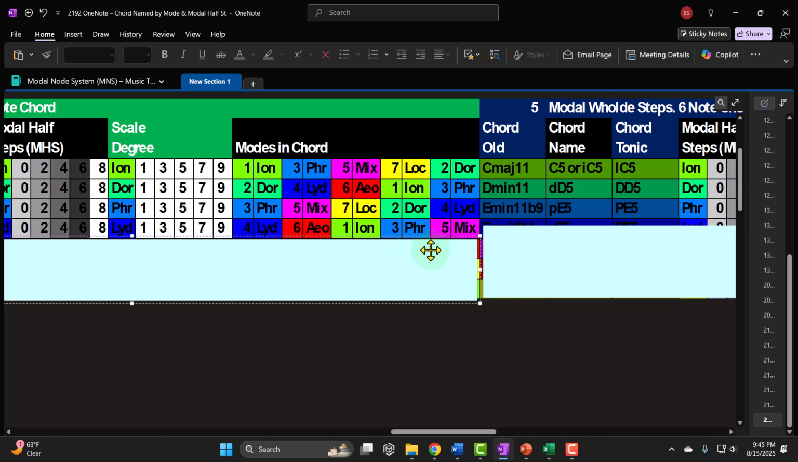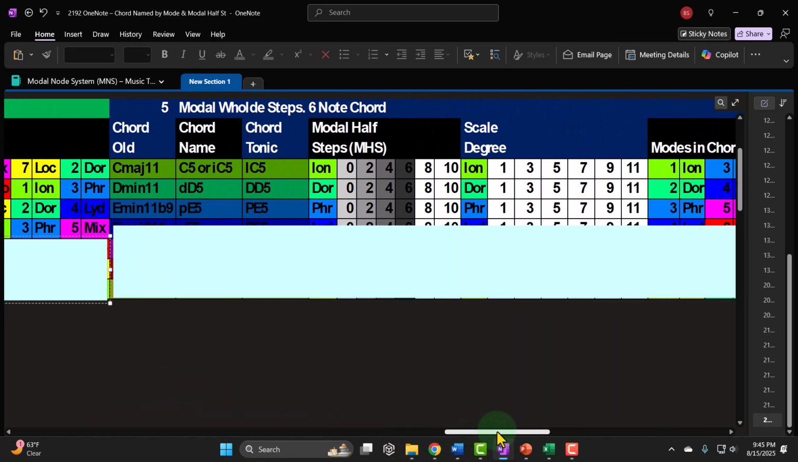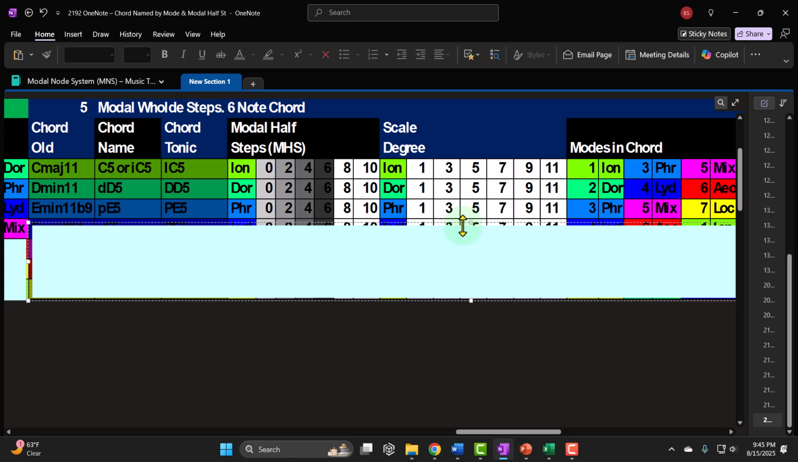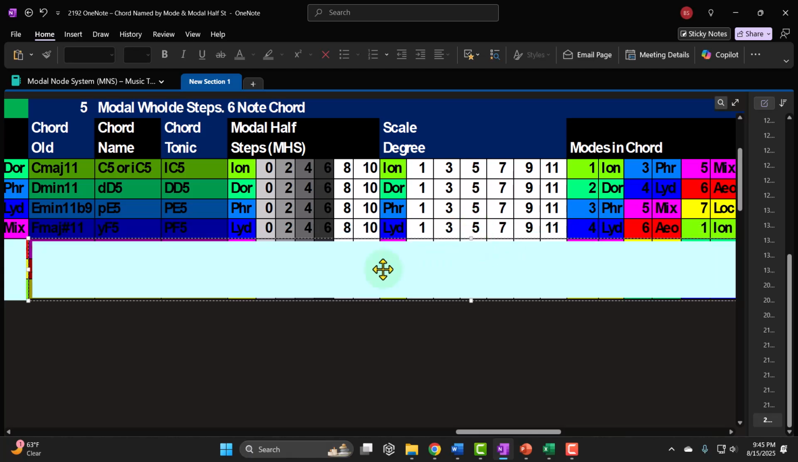If we add another 2, that last one that we would be adding, which is 8 modal half steps up, or the 9th scale degree, would be the Mixolydian node. See how descriptive that is? It's wonderful, full of wonder.